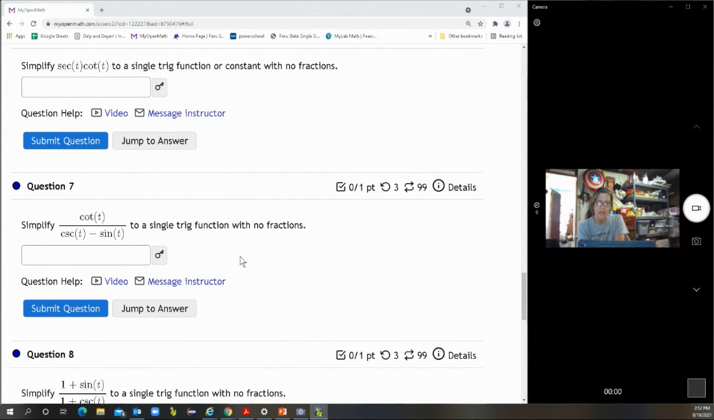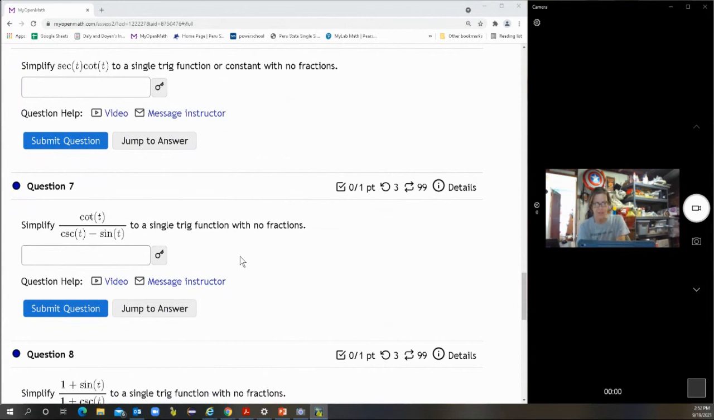Cotangent is cosine over sine. If you need to go from cotangent to tangent first, it's 1 over tangent. Then tangent would be sine over cosine, and then it would flip up. So you can do it in 2 steps if you'd like.